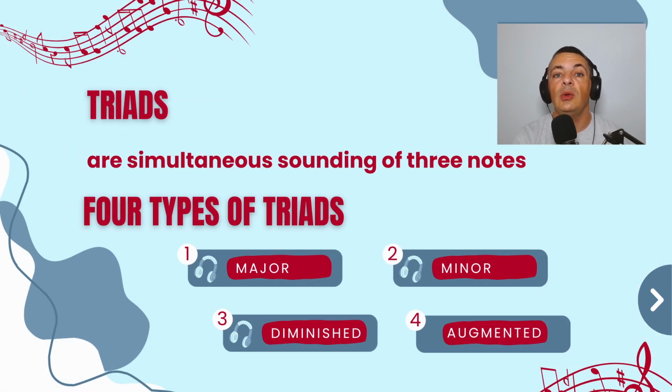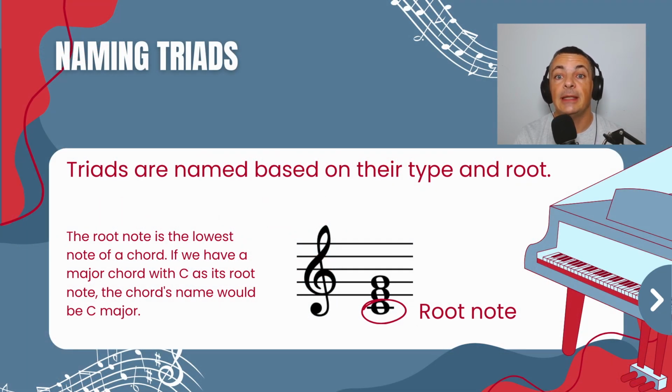The most commonly used chords are triads, which involve the simultaneous sounding of three notes. In both classical and popular music, four types of triads are most frequently used. They are major, minor, diminished, and augmented. Despite their characteristics, all triads consist of three notes: the root, the third, and the fifth.